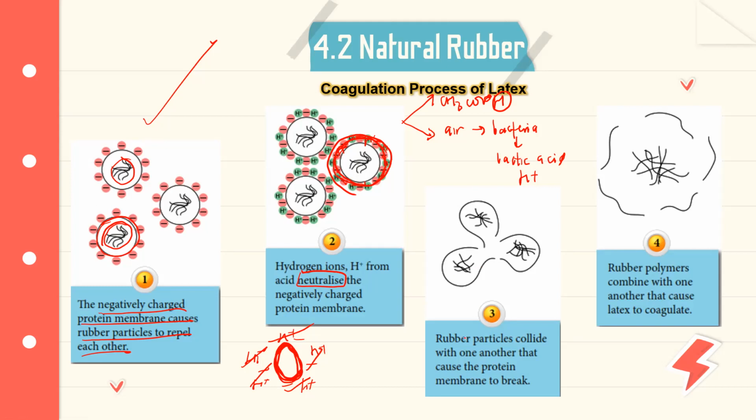Then look at my third slide. My rubber particles now will collide with one another and cause the protein membrane to break. So I've got nothing here at all. When my protein membrane breaks, watch. All my rubber polymers can combine. The word is combine. Do not use coagulate yet. My rubber polymers will combine and then they will cause the latex to coagulate.